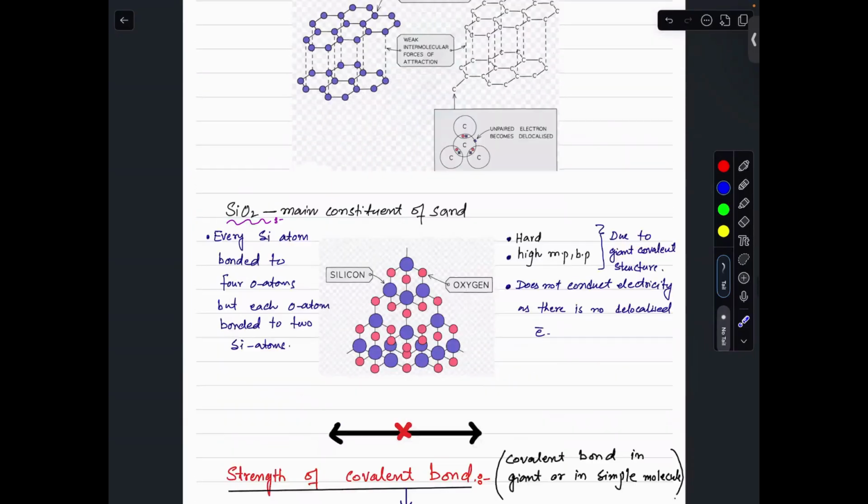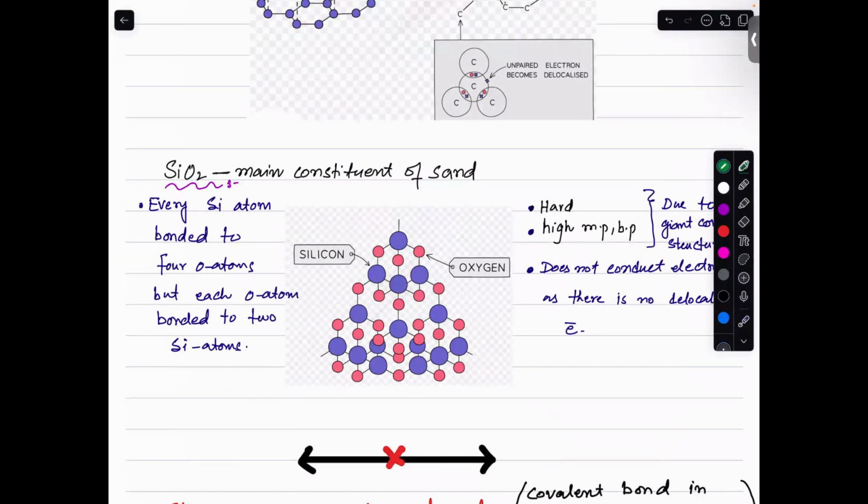Coming to SiO2. You know, silicon is in group 4. So it will make how many bonds? 4. Oxygen is in group 6. It will make how many bonds? 2. So each oxygen is bonded to 2 silicon. Each silicon is bonded to 1, 2, 3, 4 oxygen. Each silicon atom is bonded to 4 oxygen atoms and each oxygen atom is bonded to 2 silicon.